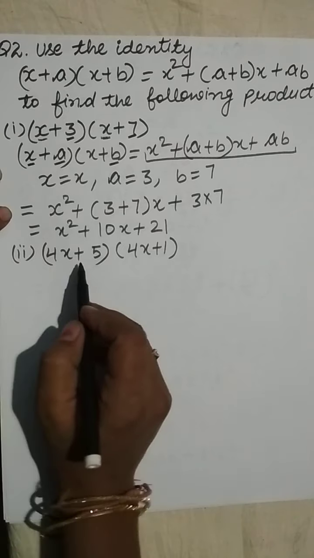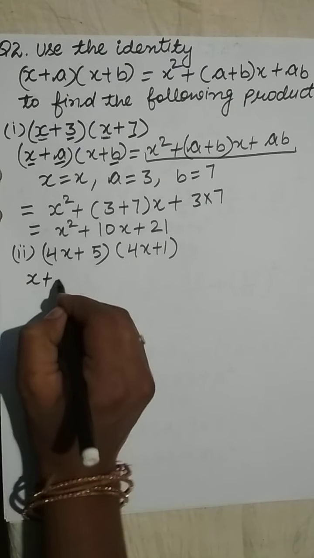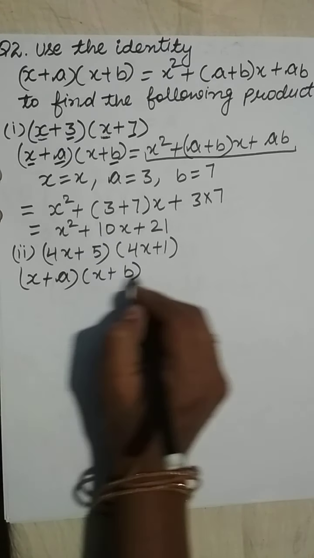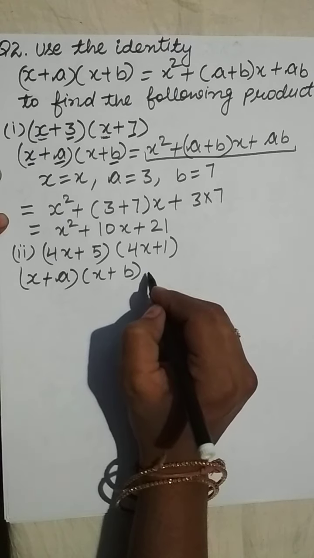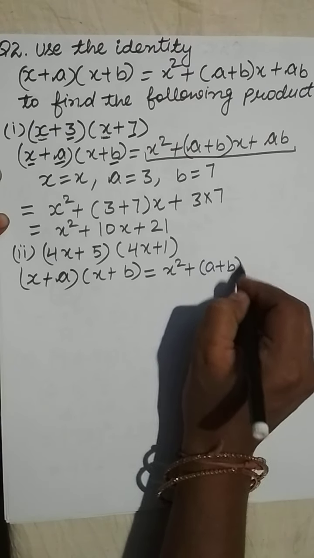Second part is 4x plus 5 into 4x plus 1. Now I'll just write down the identity so as to compare the values. This is x plus a into x plus b is equal to x square plus a plus b into x plus ab.